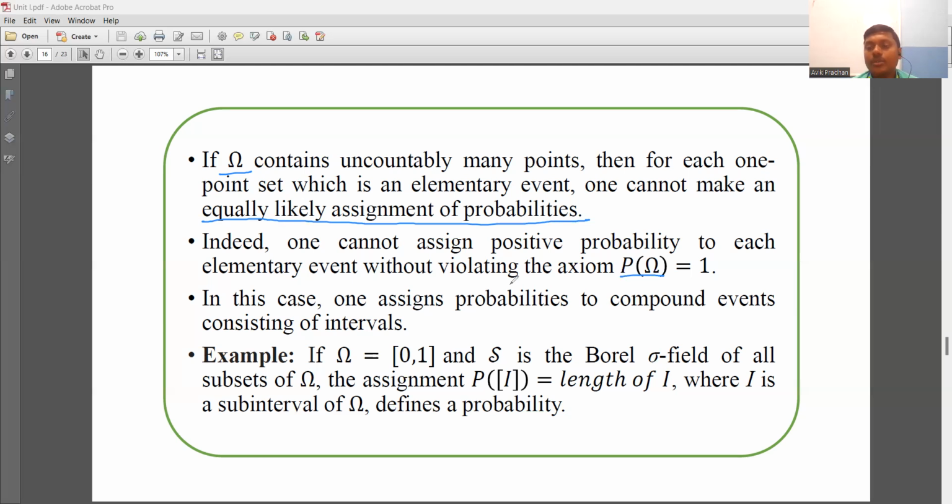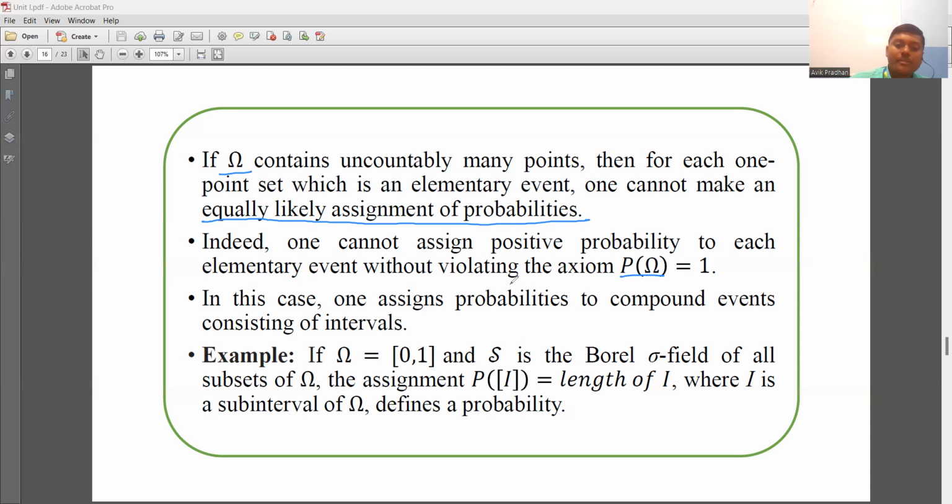So in that case, we present the sample space as intervals. Now, if we want to assign the probability in this case, then we assign the probability to the compound events which are represented by the intervals.